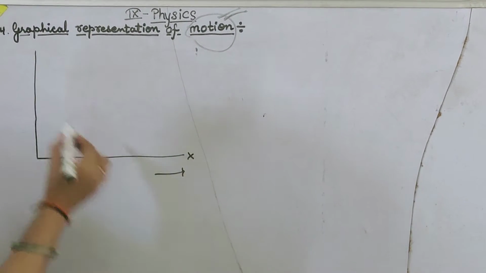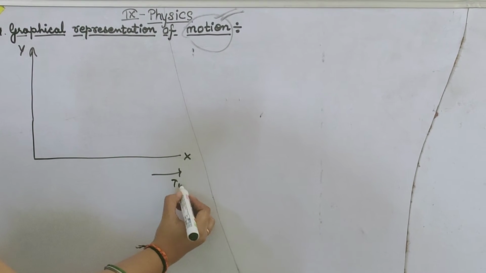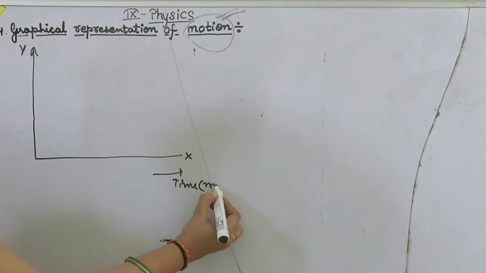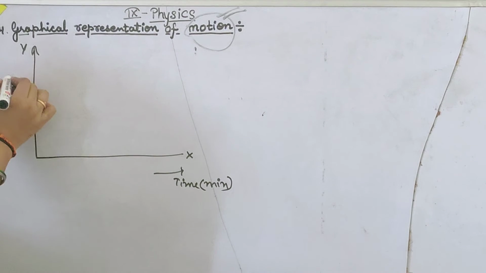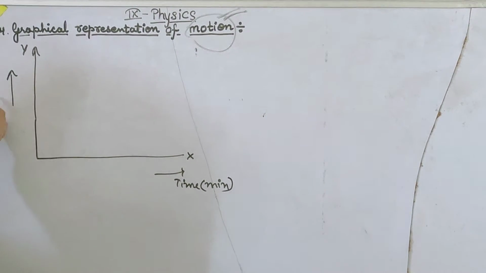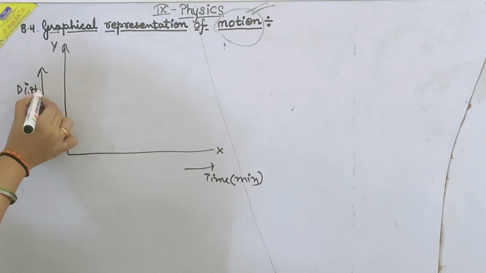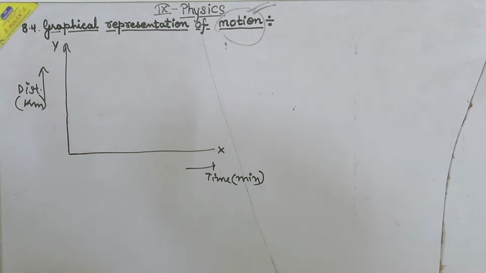What have we taken on the x-axis? Time. Here its unit is minutes; this is the graph from the book. And what have we taken on the y-axis? Distance. Distance is measured in what? Kilometers. Okay, it's written in the book.